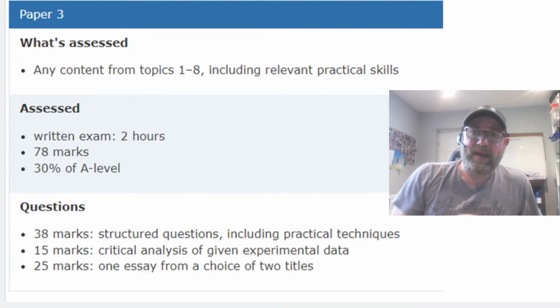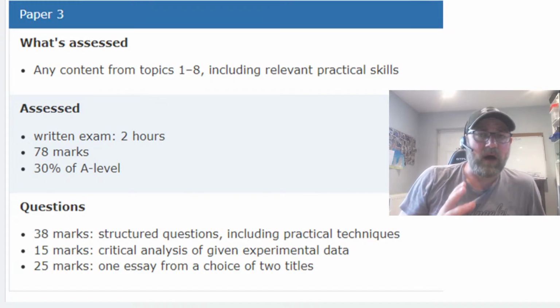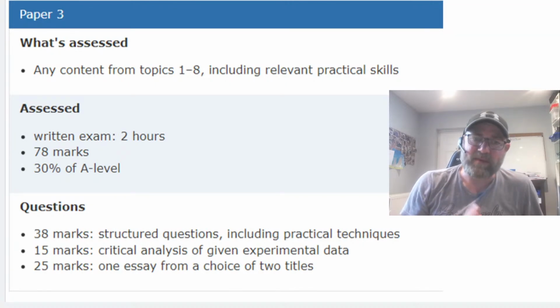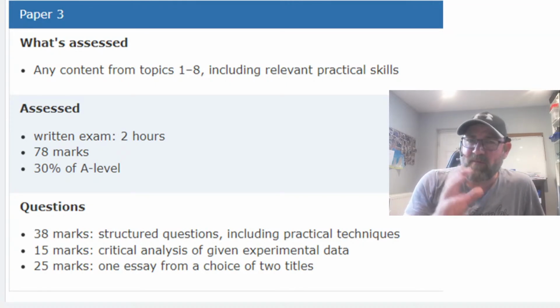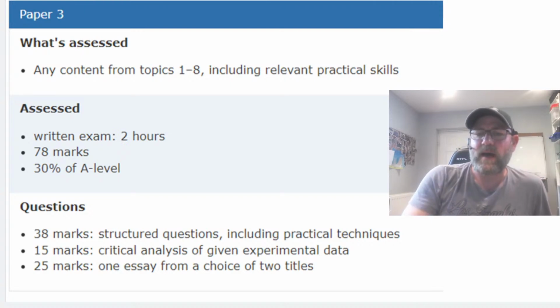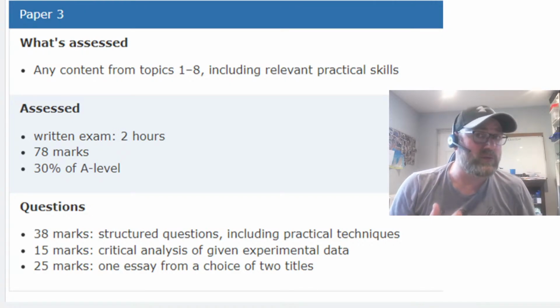And then finally, what's often considered the hardest paper by A-level biology students is paper 3. It's worth less marks. So it's 13 marks less. It's only worth 78 marks. It's 30% of the A-level, so it's 5% less than the other 2. 38% of the marks are structured questions including about practical techniques.